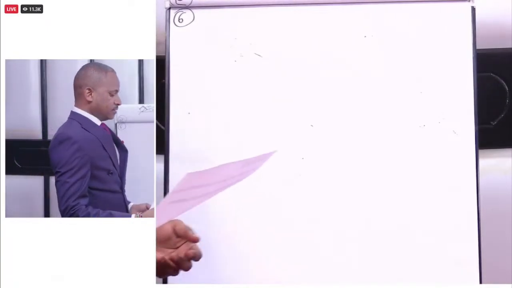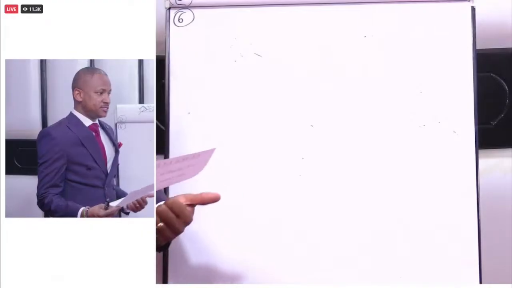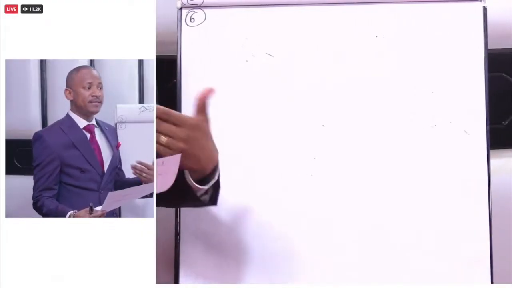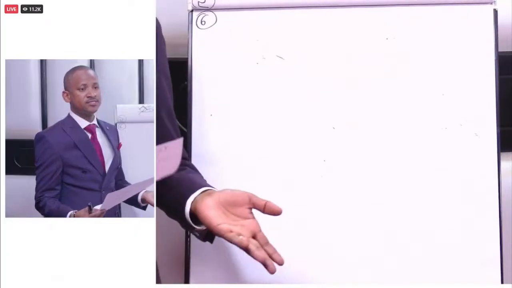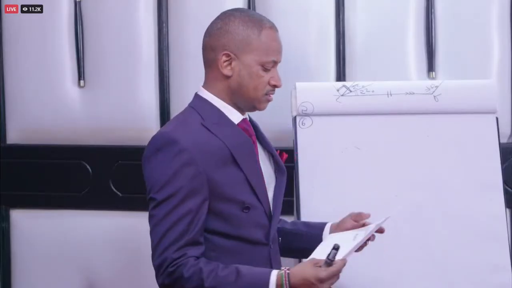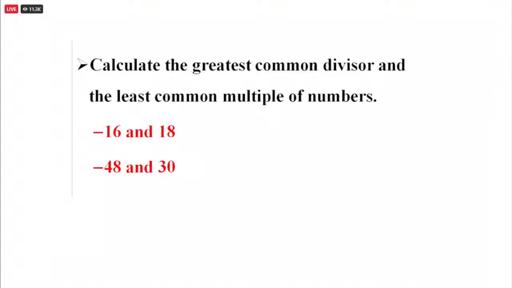Question 6, very easy one. It is about LCM and GCD. Now, you can either be given a direct question or an application for LCM and GCD. I've also given you an assignment for application for this. So calculate the GCD, greatest common divisor, and LCM of 16 and 18. That is part A.